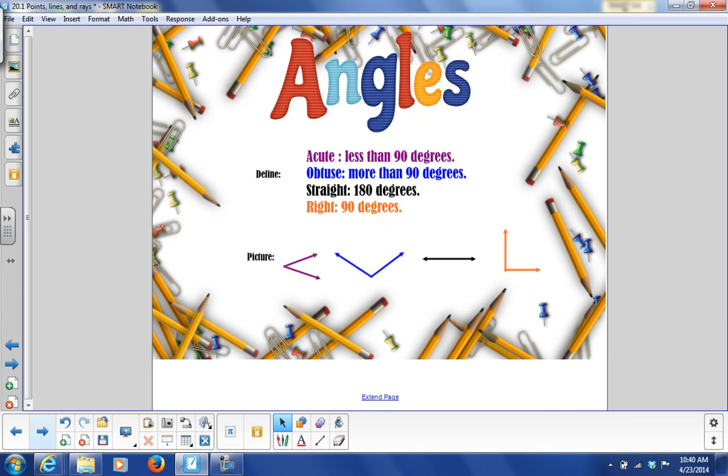Okay, angles, that's tomorrow, I believe, or the next day. So acute angles are angles less than 90 degrees. Obtuse angles are more than 90 degrees. Straight angles are 180 degrees. That'd be straight. And then right angles are 90 degrees. You guys have seen right angles and acute and obtuse before in lower grades.